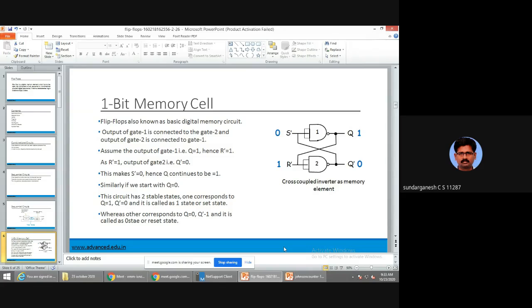So the circuit shown here is a latch. Here there is no timing signal. Okay. Flip-flop is the basic digital memory circuit. So what is shown here is a latch only. Inside the latch, it may be an OR gate or a NOR gate. So it may be a NOR gate.